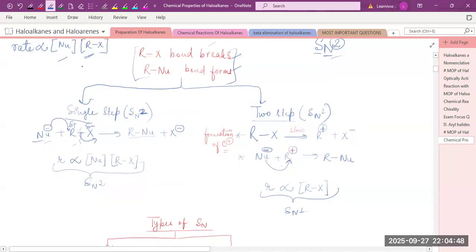Yes, ma'am. Second. So second type is 2-step reaction. When both, like first step में होगा, there will be a bond break. This Rx bond will be broken, and in the second step, the bond will be formed. New bond will be formed between the R and nucleophile. So when the whole nucleophilic substitution reaction occurs in 2 steps, it is known as your unimolecular nucleophilic substitution reaction.